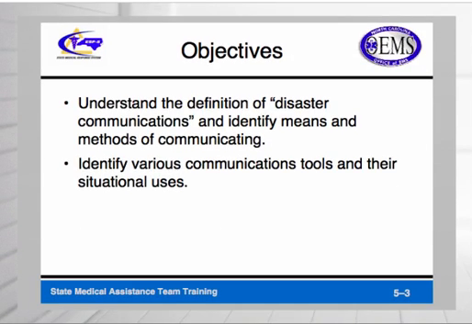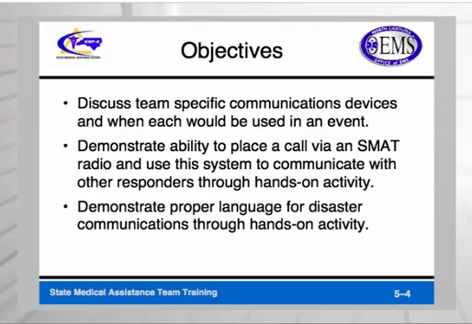This module has 5 objectives. The first 2 include: first, understand the definition of disaster communications and identify methods of communicating. Second, identify various communication tools and their situational uses. Third, discuss team-specific communication devices and when each would be used in an event.